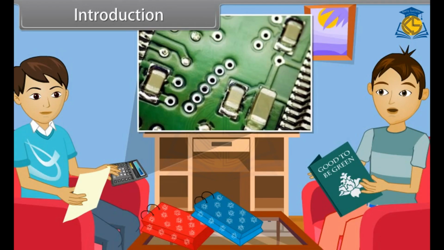Okay, Amar. Now I understand the basic concept of a calculator. It's quite interesting and I want to know something more about it. Students, today we will study semiconductor electronics.